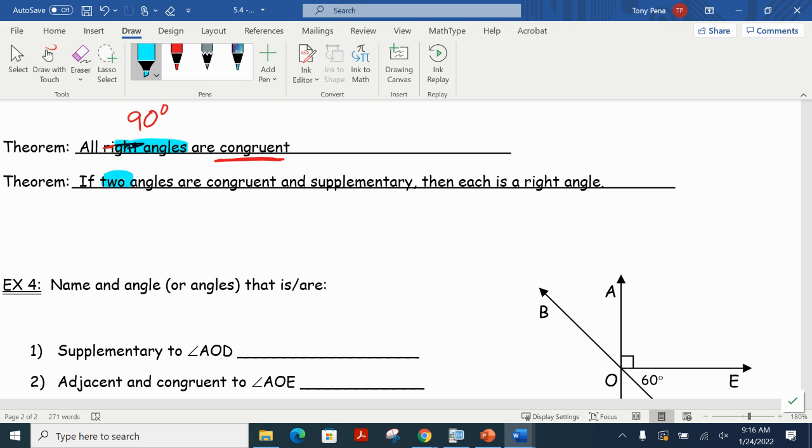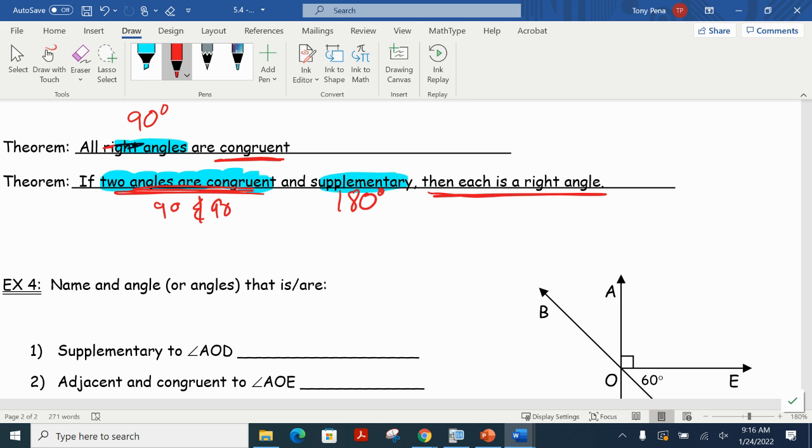This also, if you think it through, if two angles are congruent and supplementary, so that means these two angles better add up to be 180, and they're also congruent, doesn't that mean they both have to be 90 degrees? So that they're congruent, they both add up to be 180. So if we ever have that, then that would guarantee that each of those is a right angle. Okay.